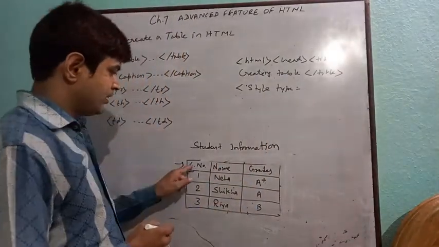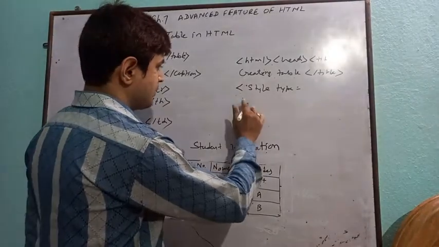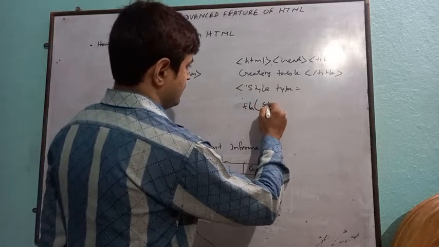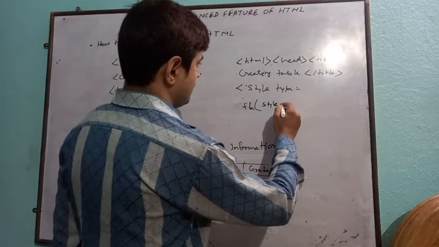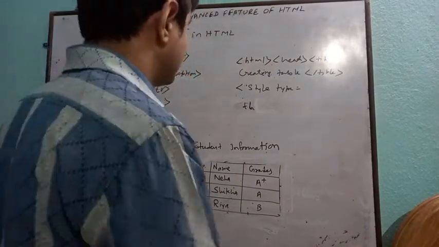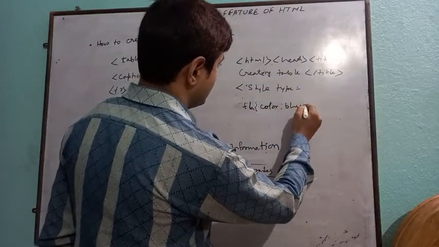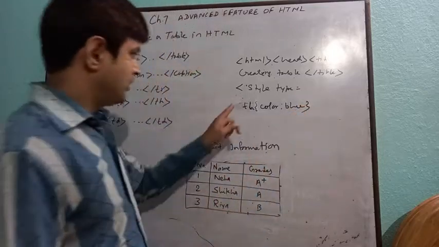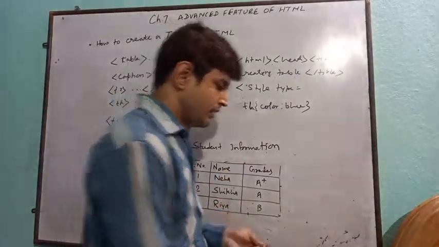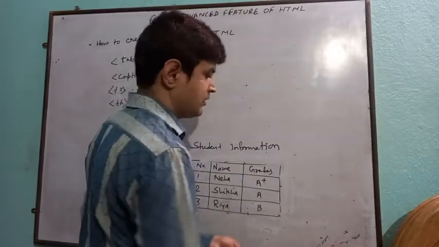And here, as we have 3 fields, we define TH, that is table heading, style equal to table heading color blue. We define under the style section the color of the table heading, and under the body tag we will start writing the code.